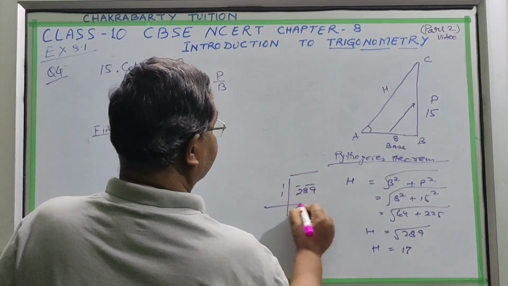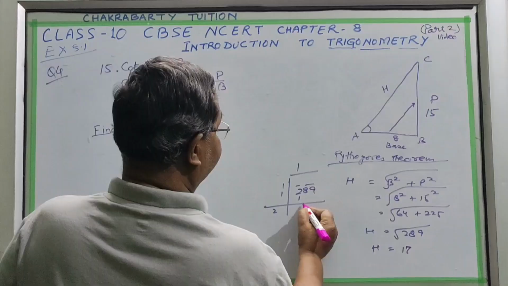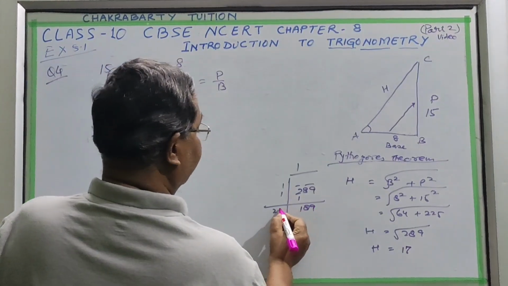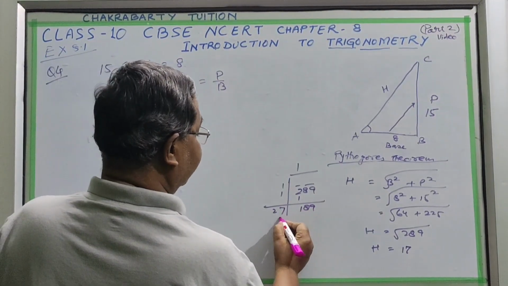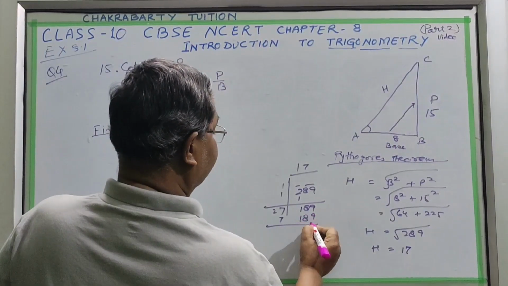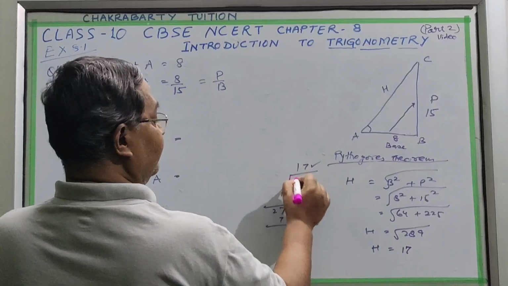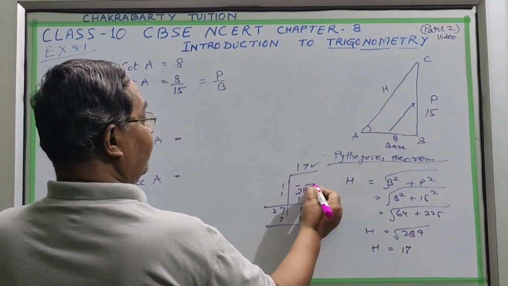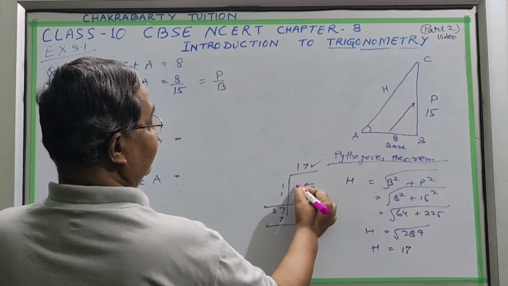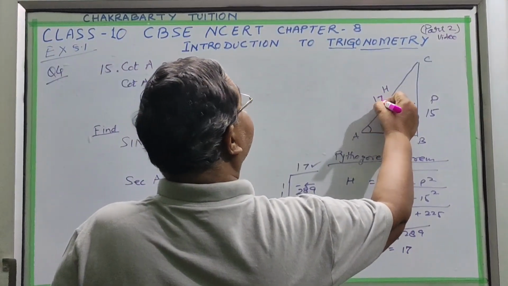Here we make the pairs: first pair this one and the remaining like this. Like this you can find any square root. So it is coming 17.